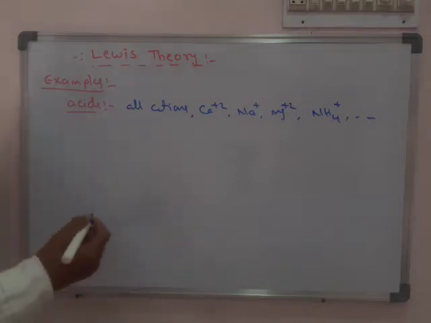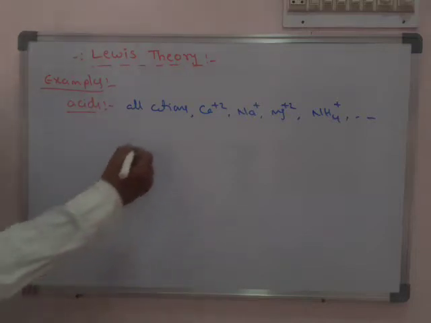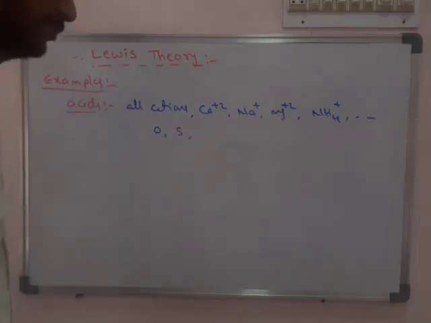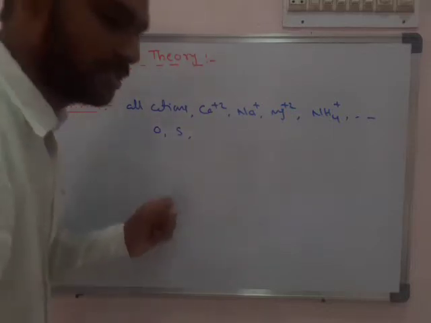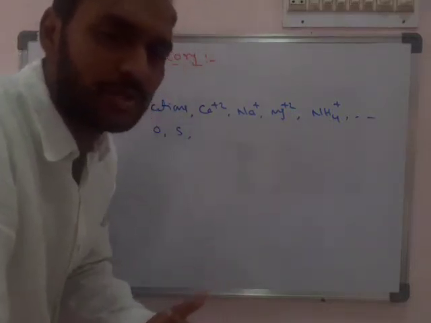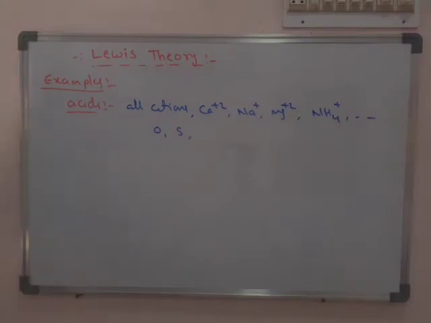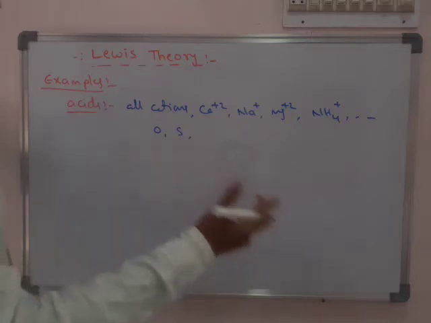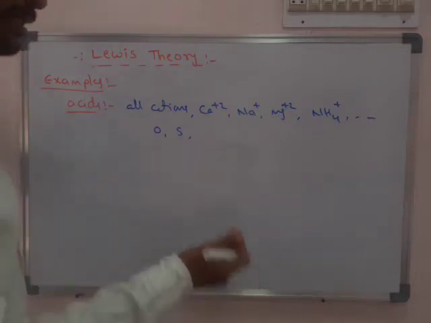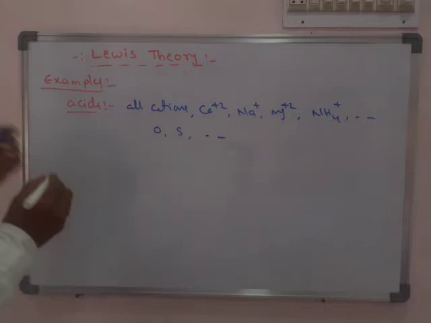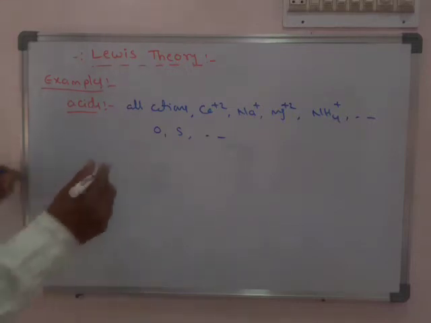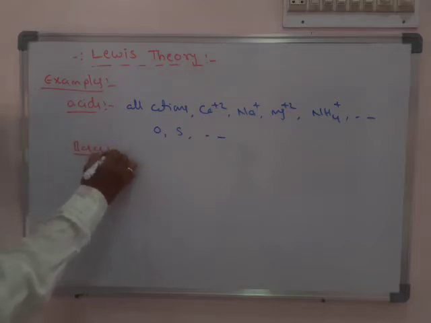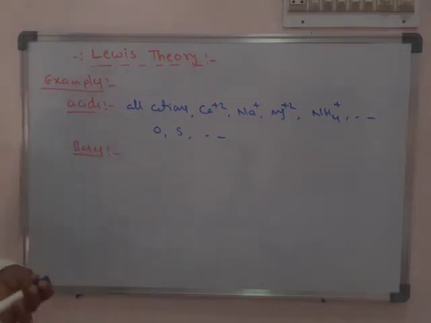Next, there are some other examples also. Oxygen and sulfur have vacant orbitals, so they are ready to accept electrons. Actually, they have 6 electrons in the valency. By getting 2 electrons, they will complete the octet. They are ready to take those electrons. These are some general examples. Separately, there is one topic to explain the examples of Lewis acids and bases. Just in the theory, we are giving some examples.